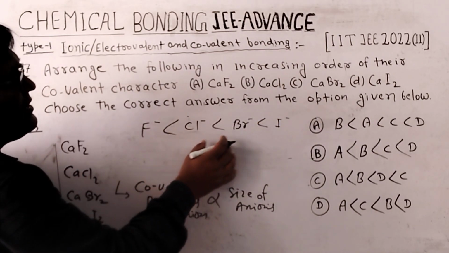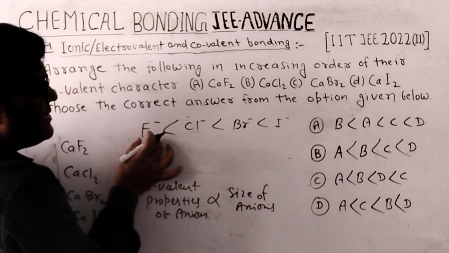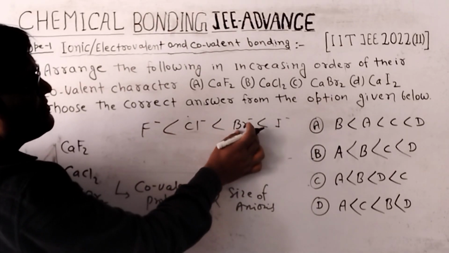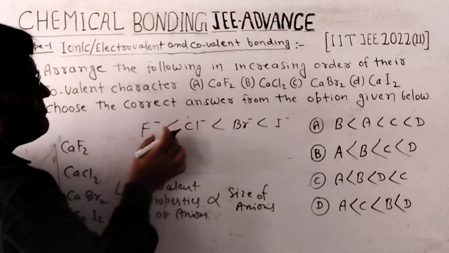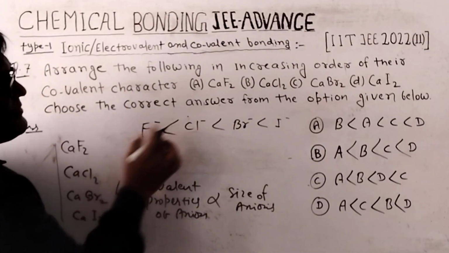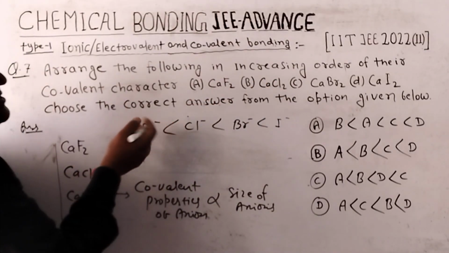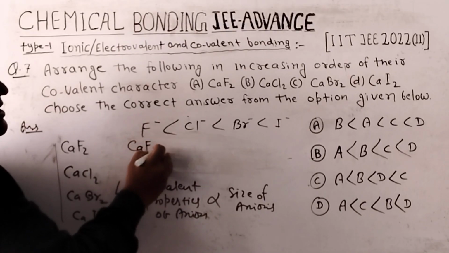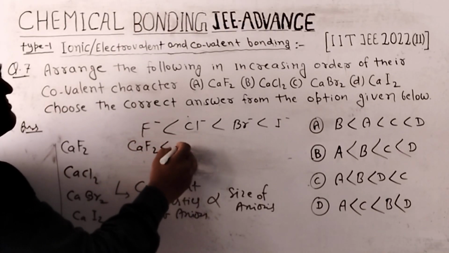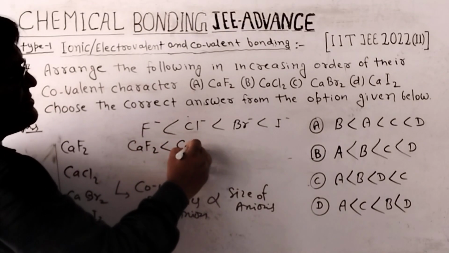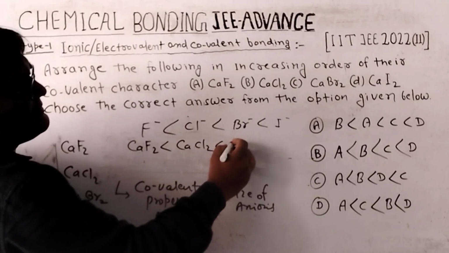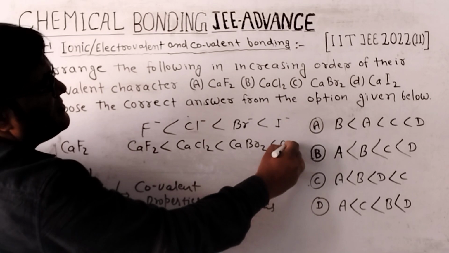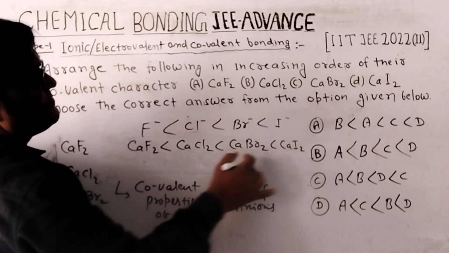Okay. Now finally, size of fluoride is less than chloride. So size of iodide is greater than bromide. Bromide is greater than chloride. Chloride is greater than fluoride. Now these options we can set here. After that we can get calcium difluoride less covalent than calcium dichloride, calcium dibromide, calcium diiodide.